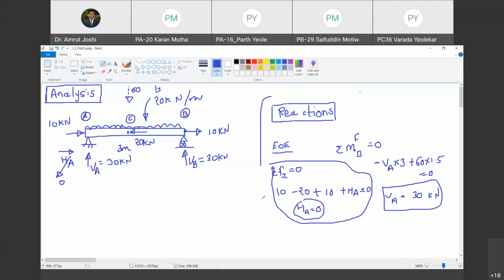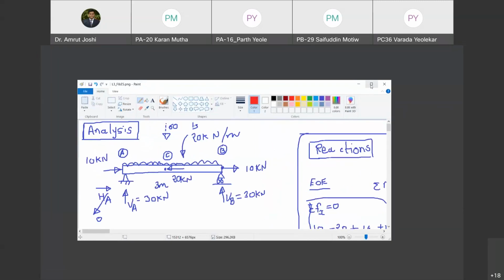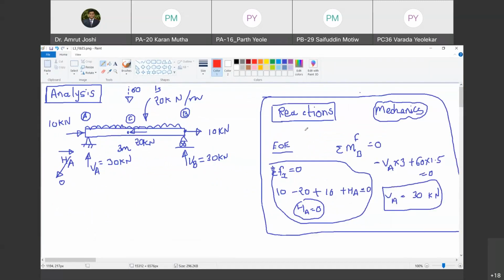Okay. Now, so we have found out the reactions. So this part comes from mechanics. Happy? Karan? Yes, sir. And do we include it in analysis? Yes, we do include it in analysis. We have not yet defined what the analysis is, but let us try to understand what all is included in the term analysis. So this is a part of analysis. First part.